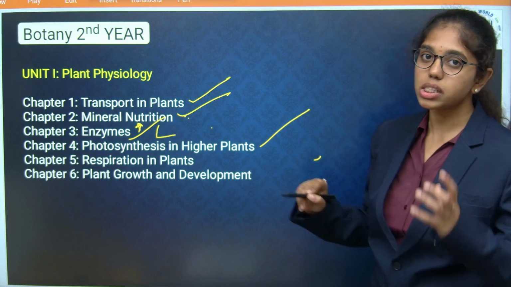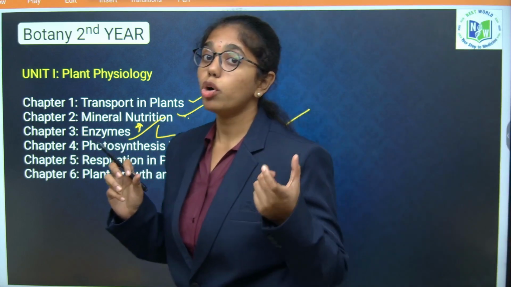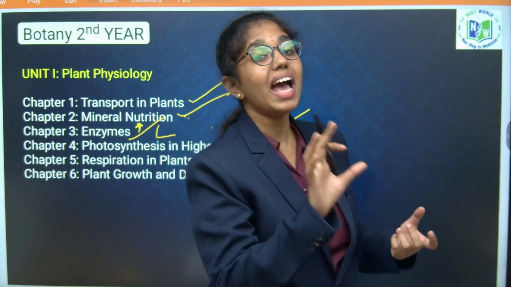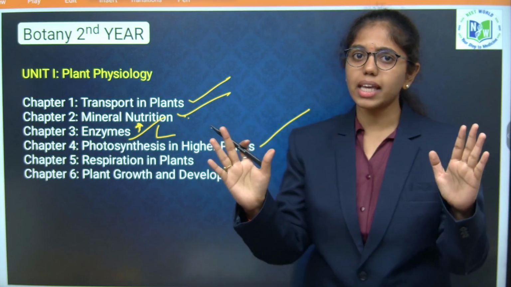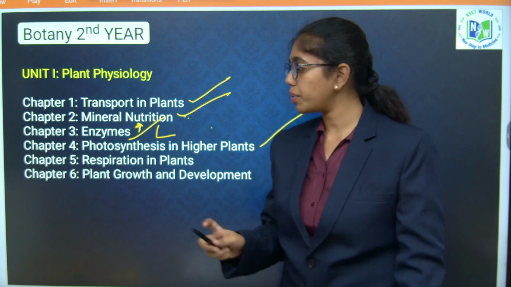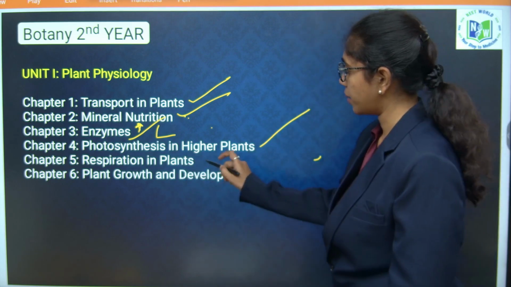Photosynthesis in higher plants, light and dark reactions, most importantly non-cyclic photophosphorylation you have to focus on, and from any of the cycles in dark reaction, be it C3, C4 and CAM, sometimes photorespiration also, a question is asked.